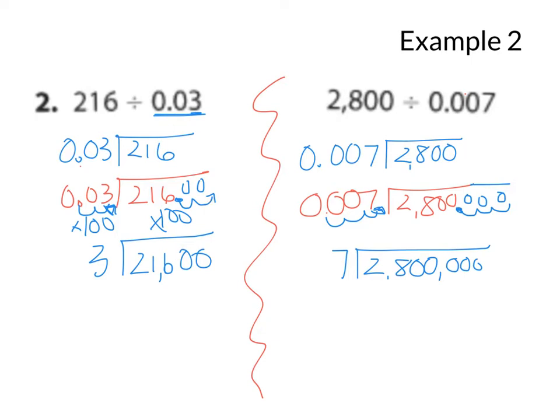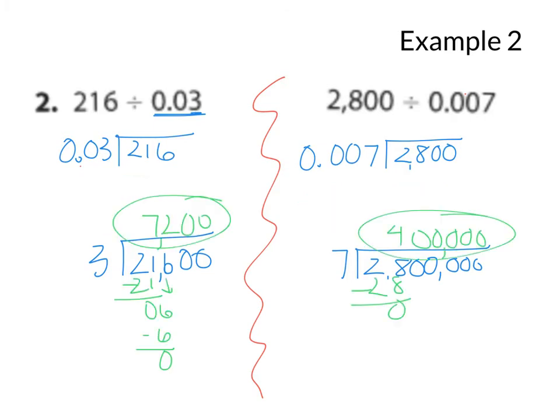moving it twice. Over here, what did I multiply this by? I multiplied that by 1,000, also multiplied this by 1,000. And the whole goal is just to make this into a whole number, which I did. Now let's get to the answers. And there are your answers. If you need more time, please pause the video. We're moving on in 3, 2, 1.